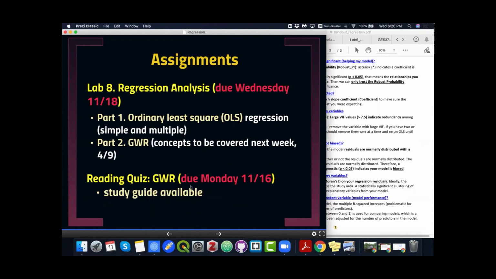Also, please remember we have a reading quiz due next week, and for the new reading quiz, I will share a study guide, because there are some concepts. I just want to give you guidance on what you can pay attention to when you go through the readings. For lab 8, part 2, you can wait until next week to work on it, or feel free to get started. I just put everything together into lab 8, but I think it's, sorry, it's not April the 9th. It's actually November the 16th. So we'll be talking about GWR next week. You can leave part 2 to next week.